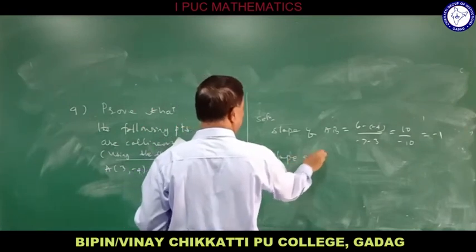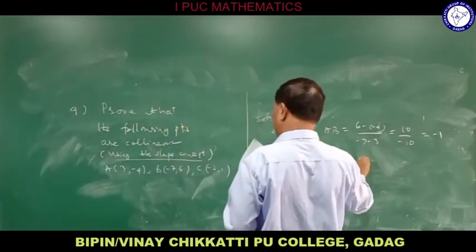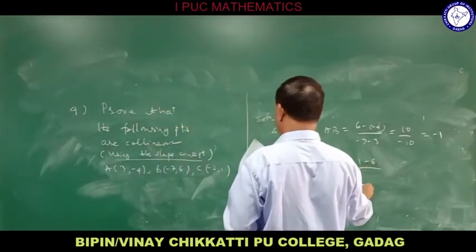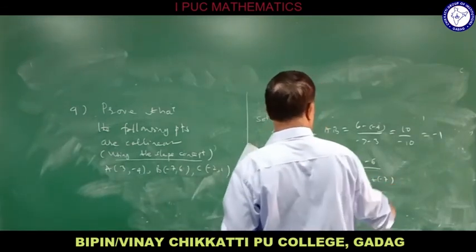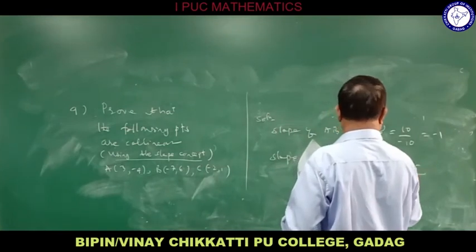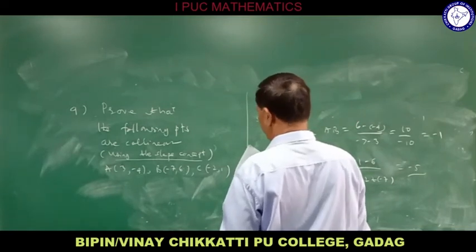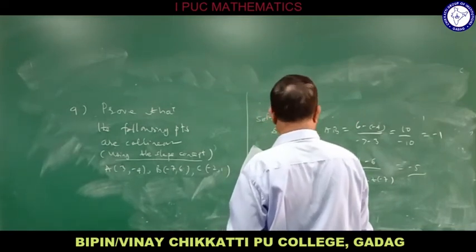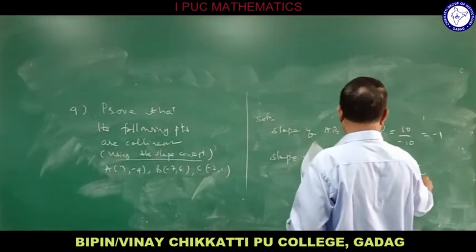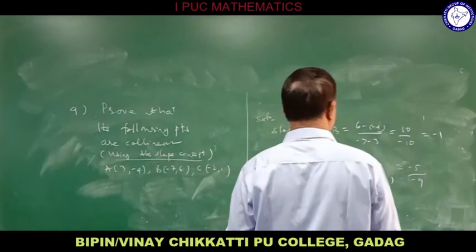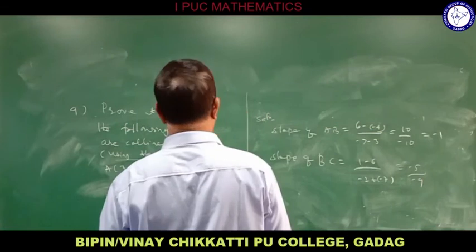Slope of BC is equal to (y2 minus y1) divided by (x2 minus x1), which is 1 minus 6 divided by minus 2 minus of minus 7. The numerator is minus 5, and for the denominator I got minus 9. But the question says they are collinear, so there is a mistake here, because only if the slopes are the same can we say so.